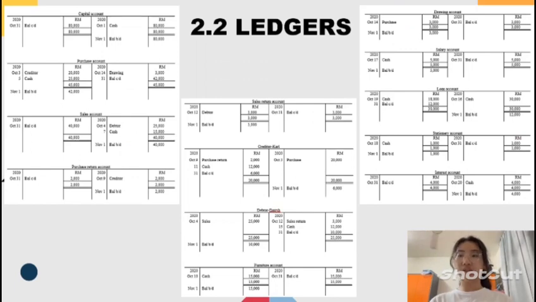Next is the ledger. In the ledger, we have 13 accounts, which are capital account, purchase account, sales account, purchase return account, sales return account, creditor account, debtor account, furniture account, drawing account, salary account, loan account, stationery account, and the interest account. All accounts in the ledger will be balanced and carried into the trial balance.